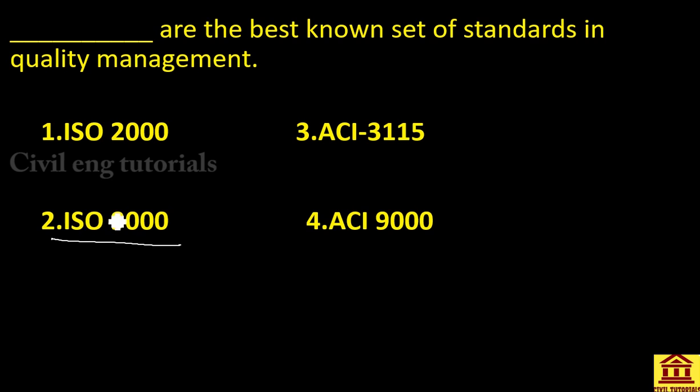If you search for the keyword ISO 9000, you can see there are many provisions for engineering management. So for both construction management and project management, we have defined the norms using this code called ISO 9000. ACI simply means the American Concrete Institute, and these are the design codes for concrete. And ISO 2000 is not related here, and our answer is ISO 9000.